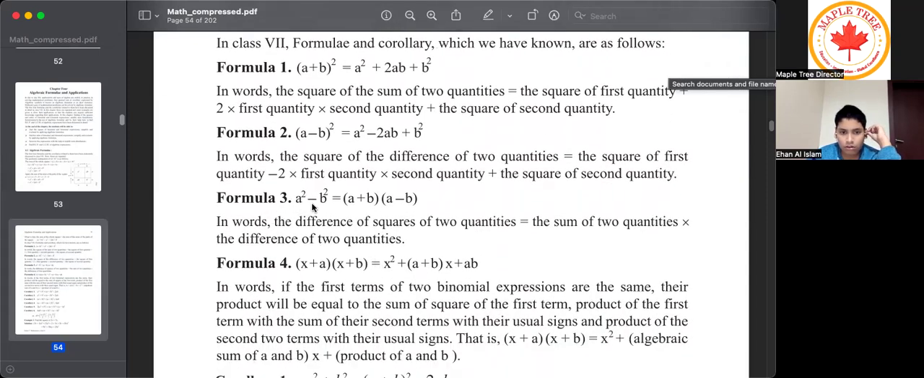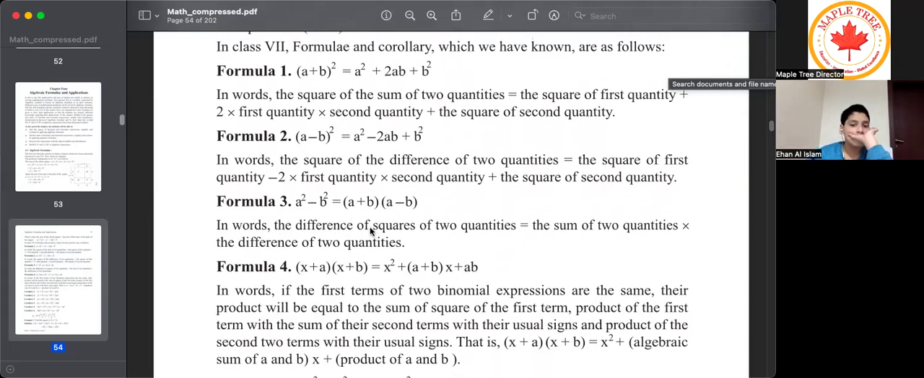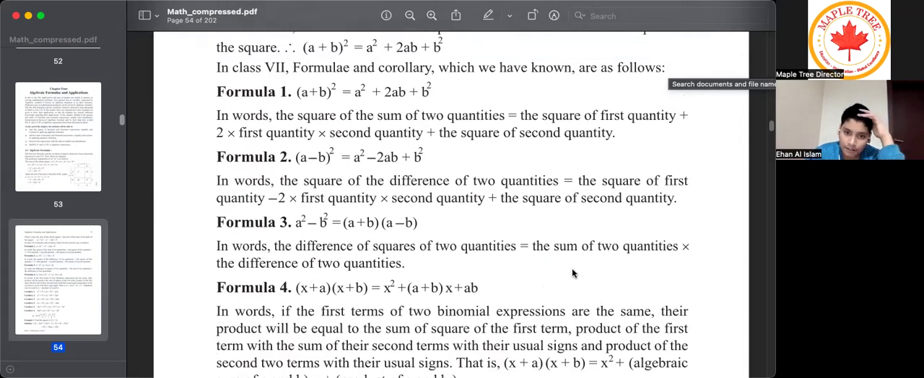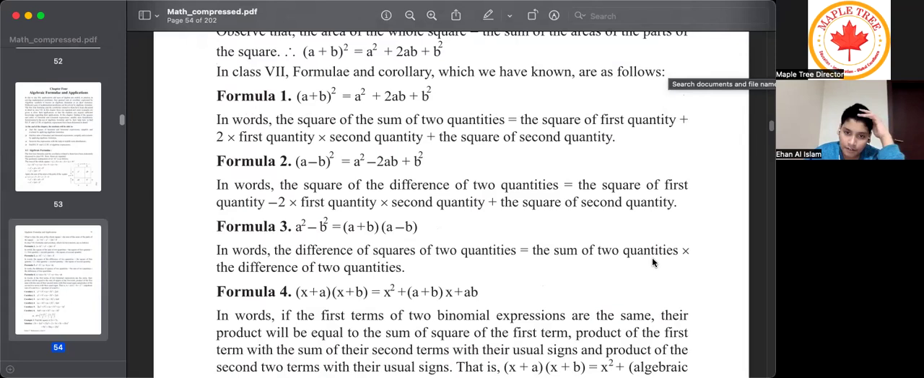Now formula 3, a square minus b square will be equal to a plus b into a minus b. So in words, the difference of two squares quantities is equal to the sum of two quantities into the difference of two quantities.